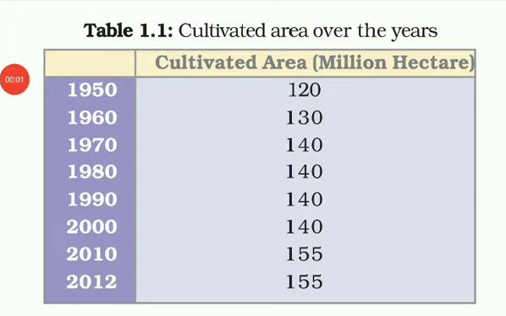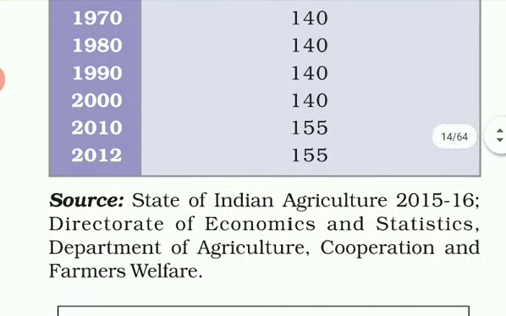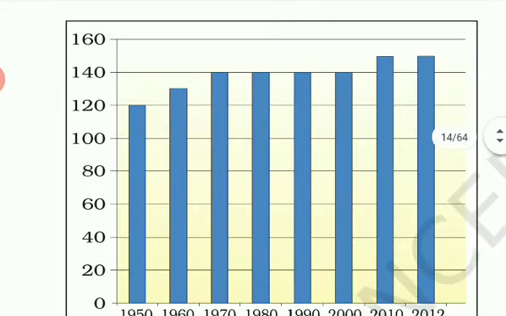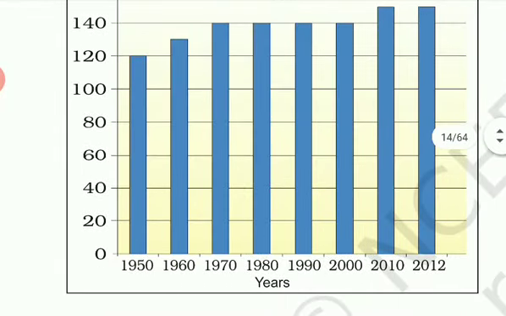So students, in the previous video we have seen what is multiple cropping. Here the cultivated area over the years has been given. In 1915 it was 120 million hectares, which is 155 in 2012. Here you can see the bar diagram.